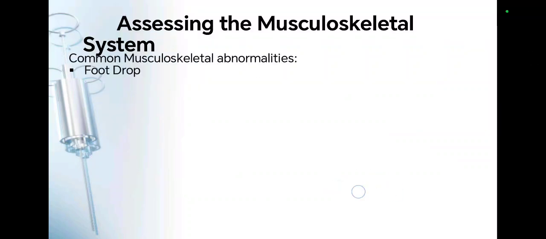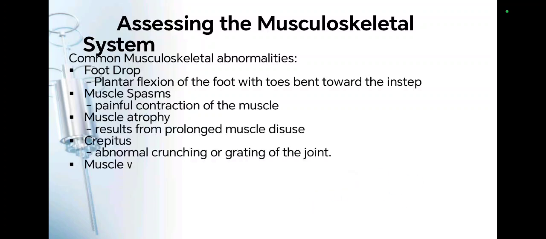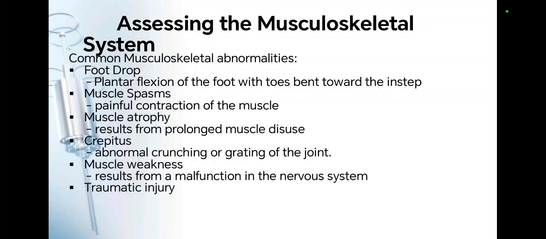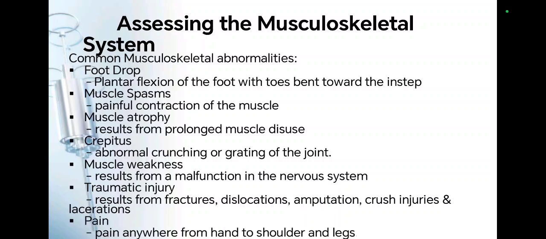So, common musculoskeletal abnormalities that may be seen and checked in patients. We have your foot drop, where there is a plantar flexion of the foot with toes bent toward the instep. We have your muscle spasms, a painful contraction of muscles. We have your muscle atrophy. When we say muscle atrophy, it results from prolonged muscle disuse. That's why the muscles cannot contract now, or there is no movement.